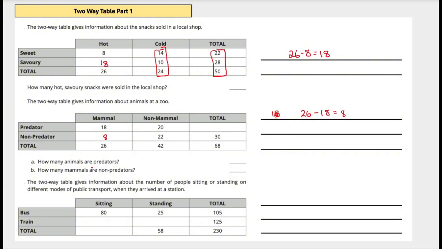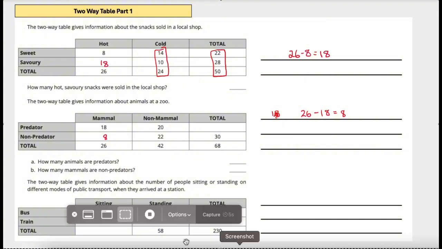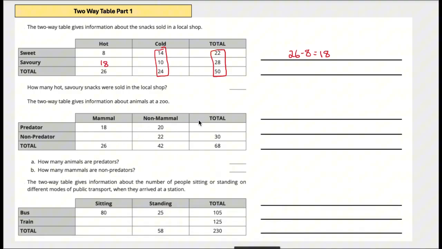So how many animals are predators? It's not. This two-way table has got 2 missing, and the question says the two-way table gives information about animals at a zoo. How many animals are predators?